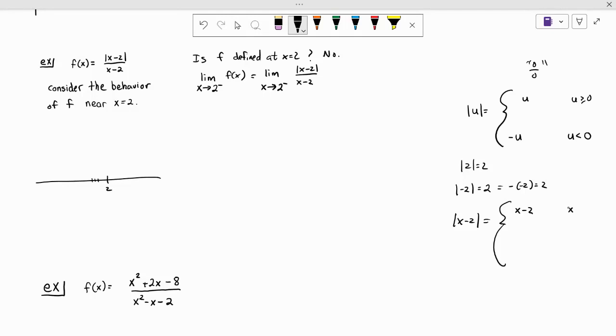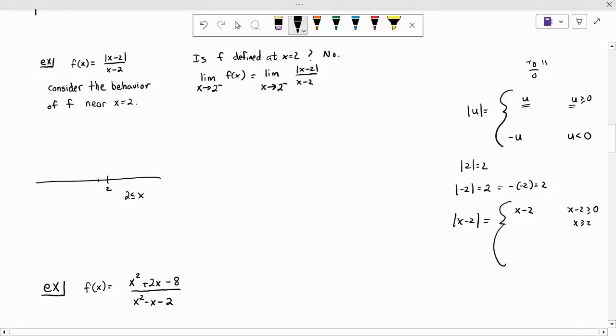X larger than 0? X minus 2, the thing inside the absolute value, would have to be greater than or equal to 0. That's right. Let's just replace x minus 2 with u, right? And that's the same thing as saying that x has to be at least 2. So when x is at least 2, the absolute value of x minus 2 would just be x minus 2. X minus 2 would be positive in that case.